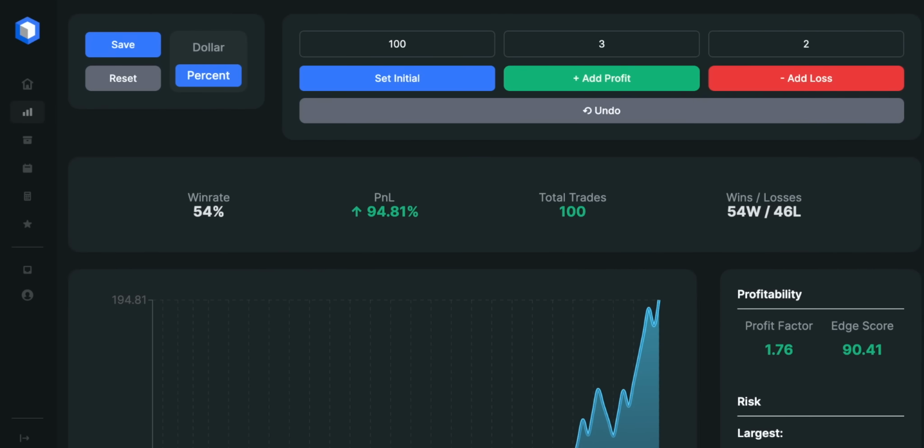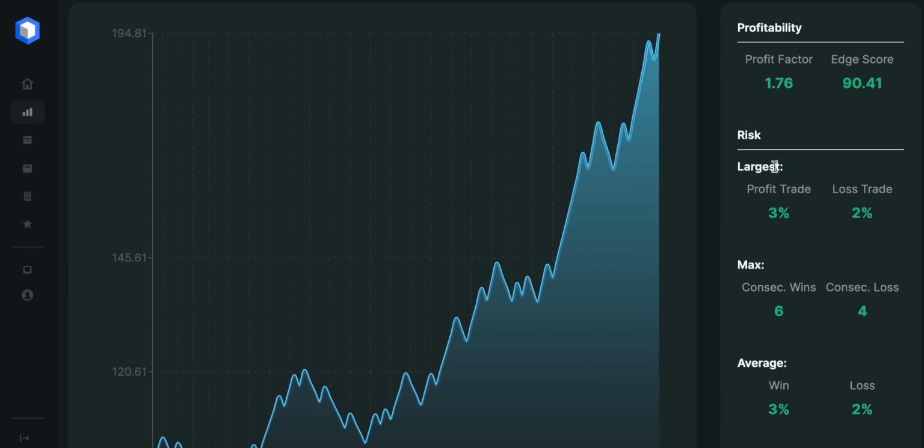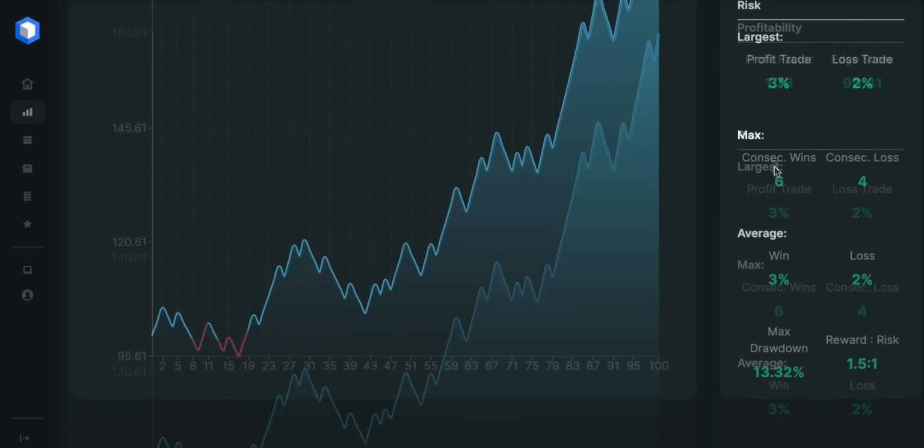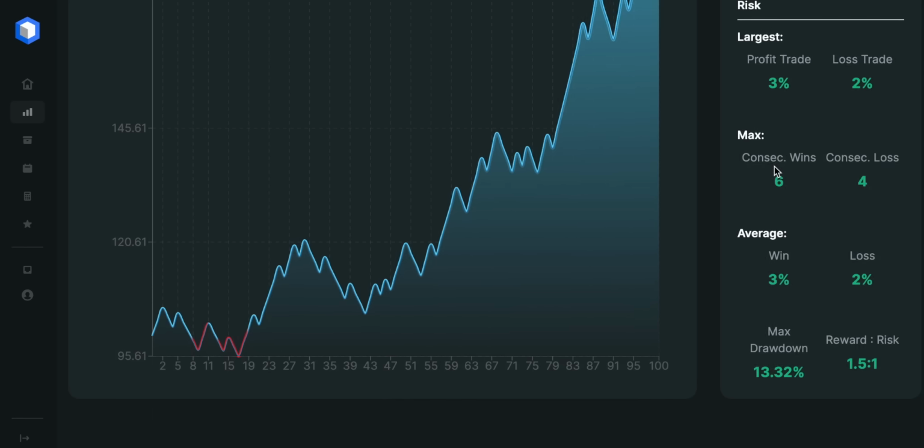Okay, the backtesting is finished and here are the results. The win ratio for the strategy is only 54%. This is definitely really low for such a risk-reward ratio, but despite the low win rate, the strategy is still making quite a bit of money. The profit factor is 1.76 and we had 6 consecutive wins against 4 consecutive losses, and the maximum drawdown was 13.32%. So overall I give the strategy a score of 6 out of 10. I wouldn't say the strategy is bad, but it could be much better if we made some minor adjustments.